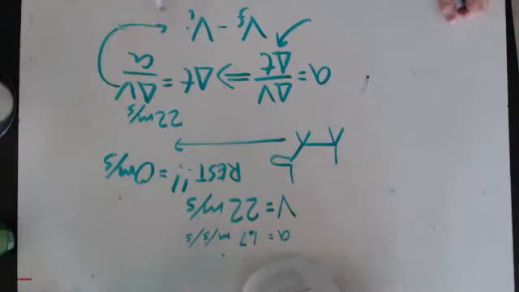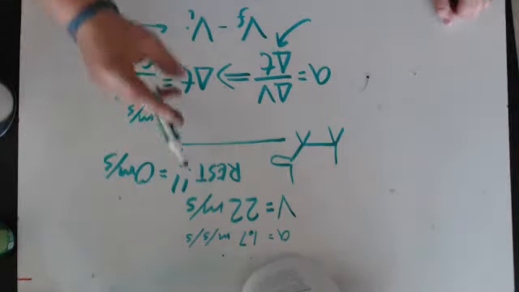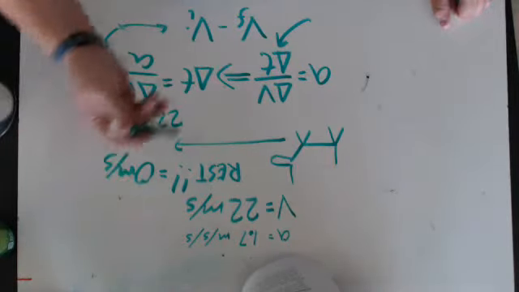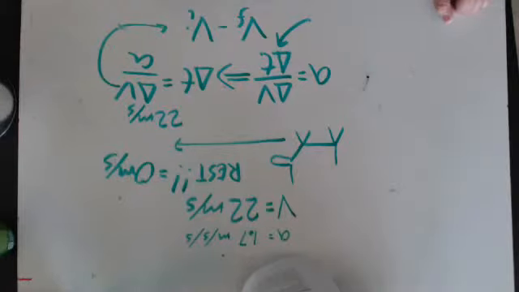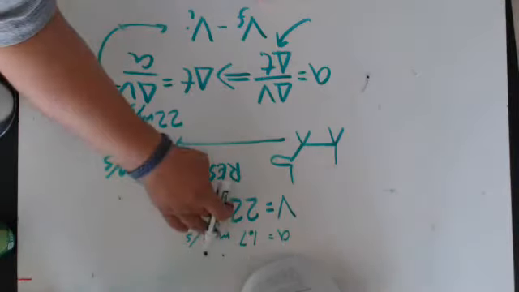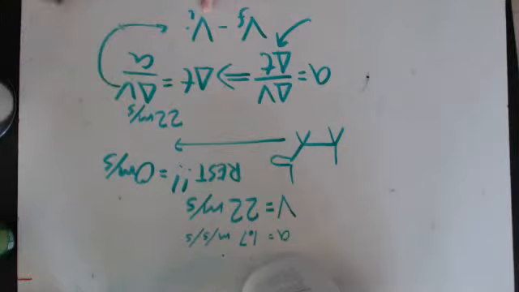Now we have to determine whether that's the initial velocity or the final velocity. Well, it says it accelerates from rest, so it starts off at rest and then gets up to 22 meters per second. So the 22 has to be my final, and the 0 has to be my initial. The math is pretty simple: 22 meters per second minus 0 meters per second, and I'm left with 22.